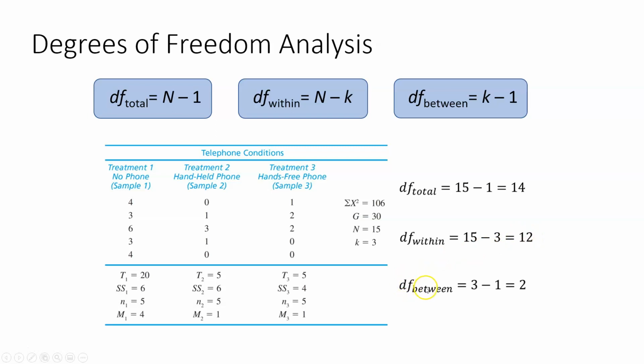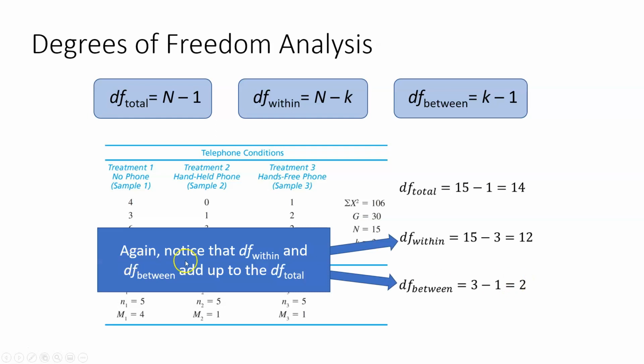The degrees of freedom between is computed as k minus 1, the number of conditions minus 1. So 3 minus 1 is 2. Notice here again that the degrees of freedom within and between add up to the degrees of freedom total. 12 plus 2 is 14. And that's because when we take the degrees of freedom total, we're splitting it into two different sources of variability, within and between.